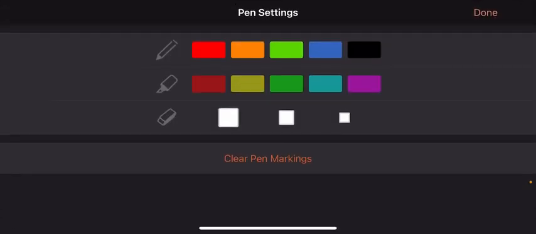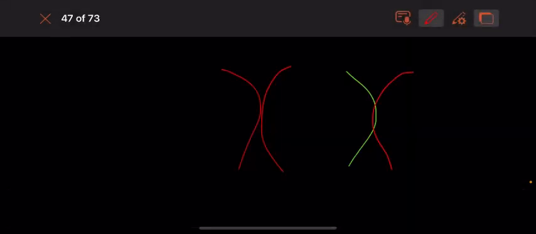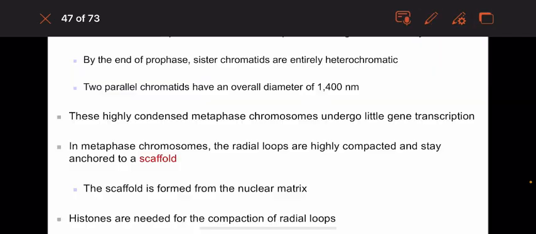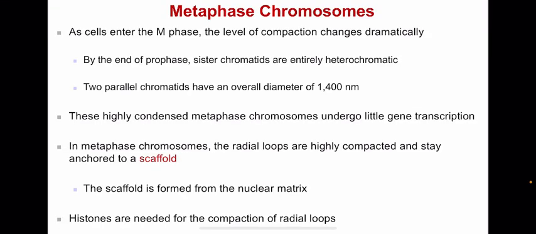You see, the chromosomes are something like this. Individually, something like this, and something like this. So this green one is one sister chromatid, this another sister chromatid, right? The two sister chromatids, by the end of prophase, will be very compacted, entirely heterochromatic, and when they come together the overall diameter will be 1400, because a highly compacted chromosome or chromatid is 700 nanometers. That's the heterochromatic form, but the euchromatic form will be like, I think, 300, right?